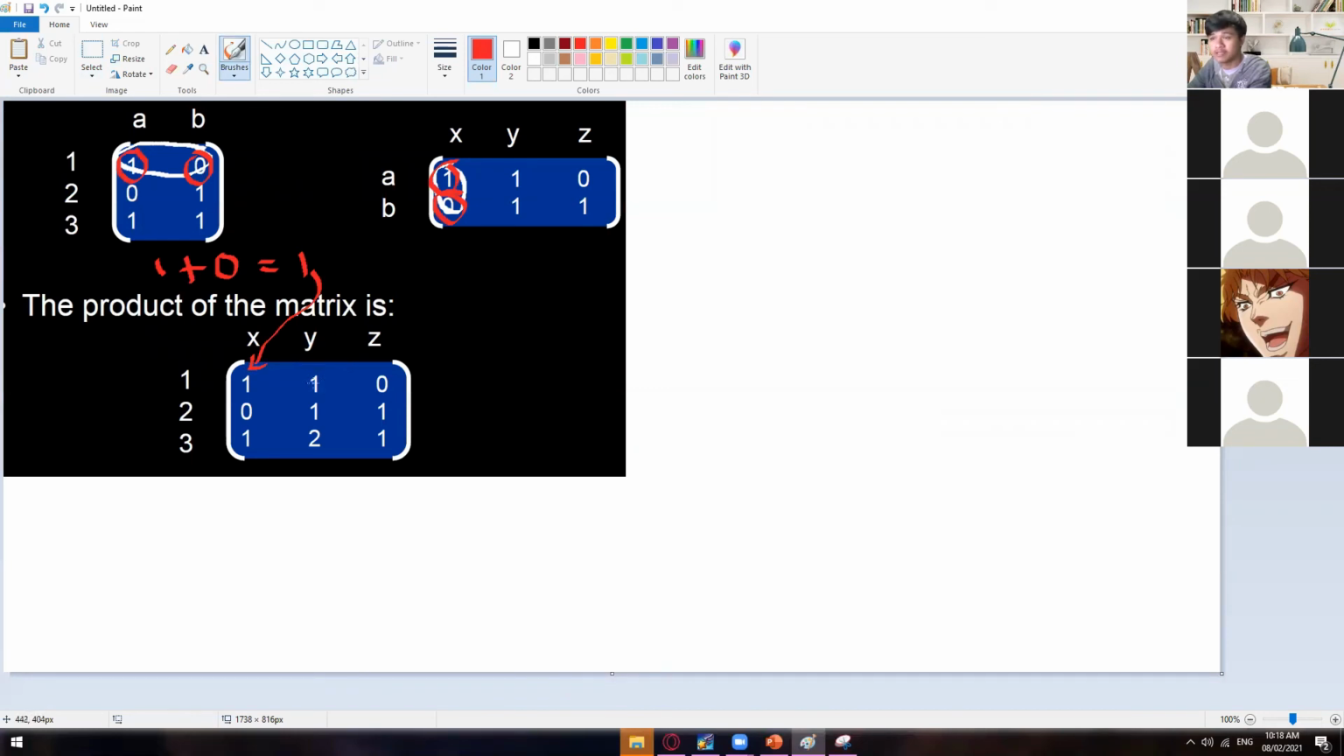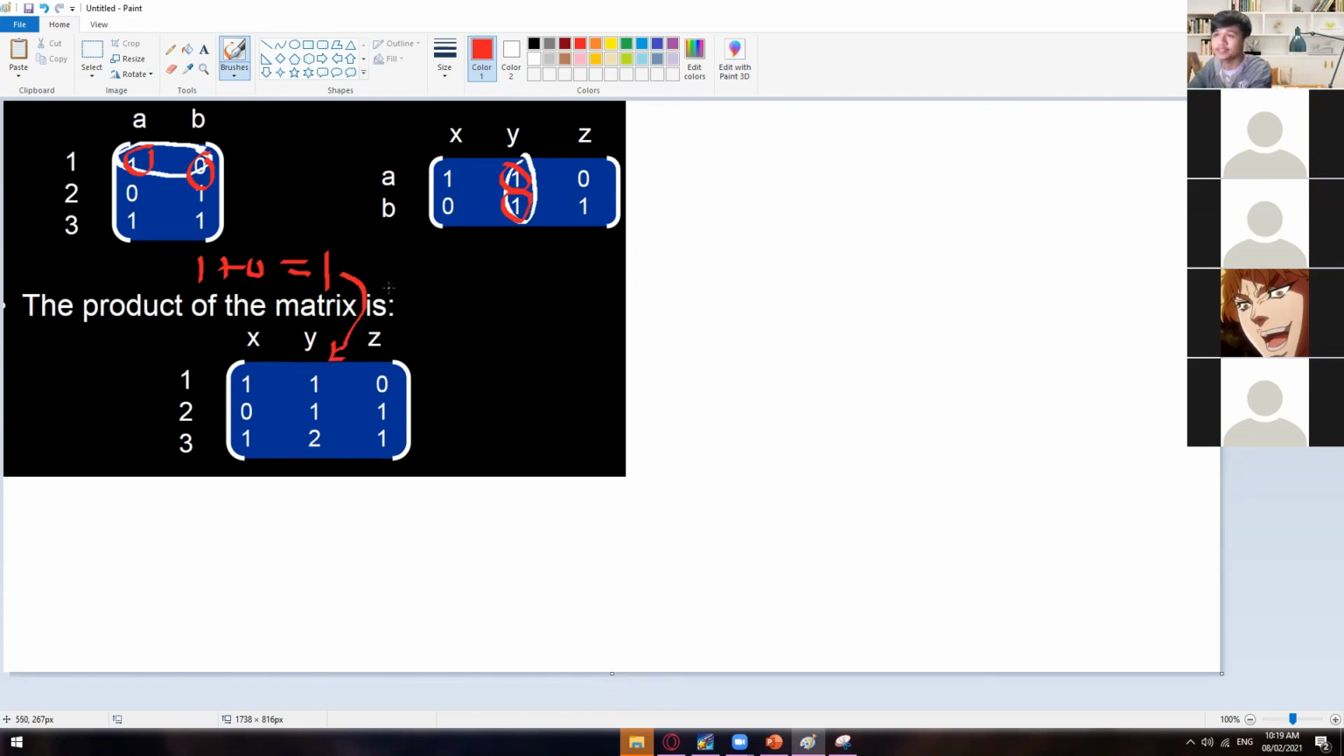How about the second one, which is under y? So the same process. So the row from your first matrix and the column on your second matrix. So just multiply this one to this. So 1 times 1 is 1. And then 0 times 1 is 0, which is still 1. So 1 plus 0 is equal to 1, which is now this 1.